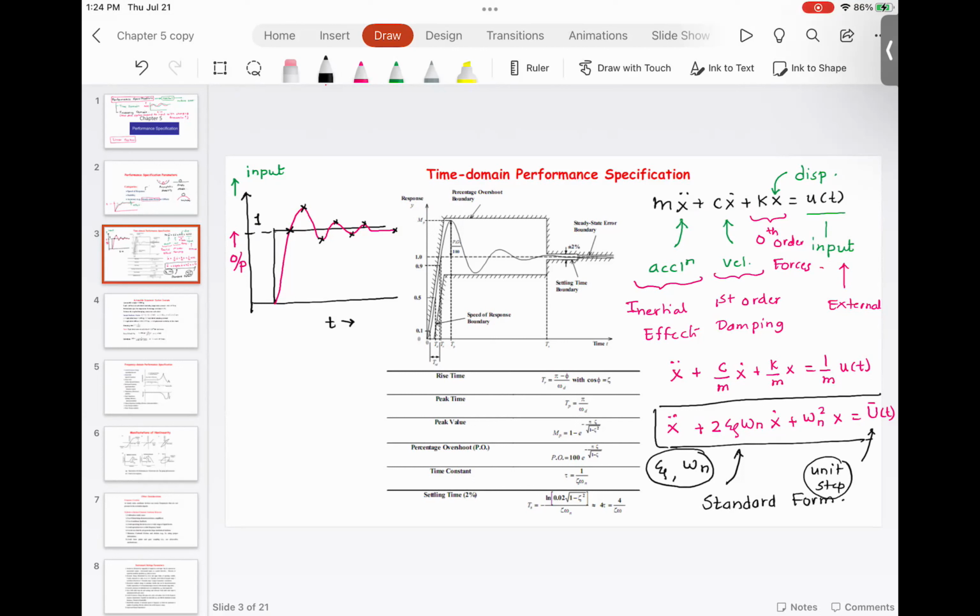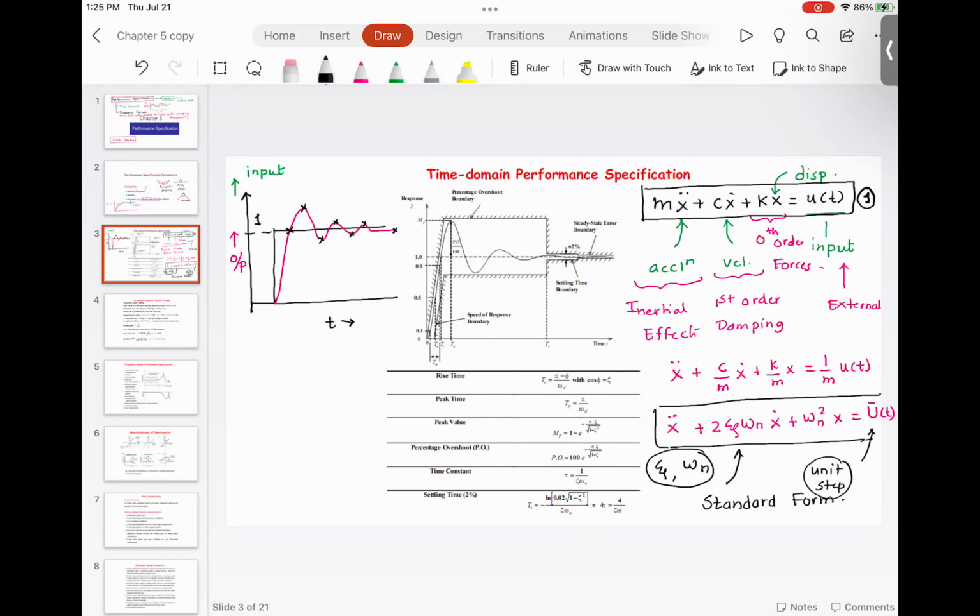Now, I want to emphasize at this point the advantage of putting the equation in the standard form. So let me give you a design problem. I want to design a system that behaves in a certain fashion. The equation of the system is described as equation 1.